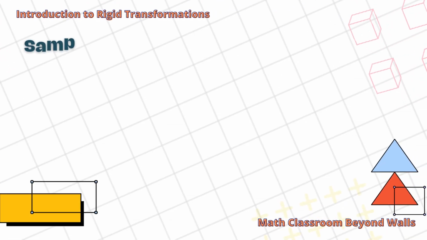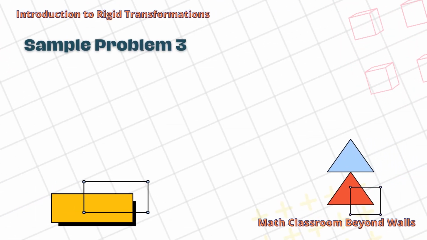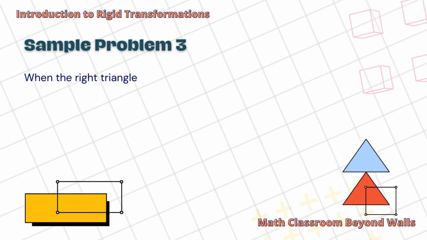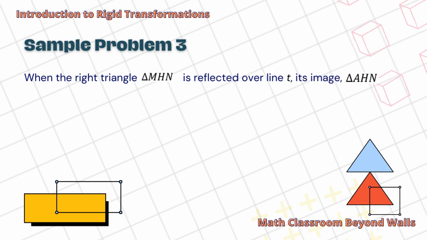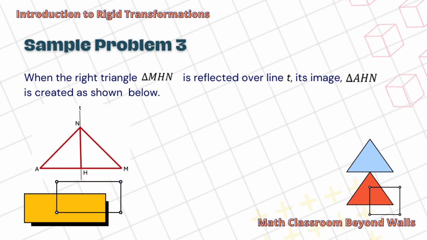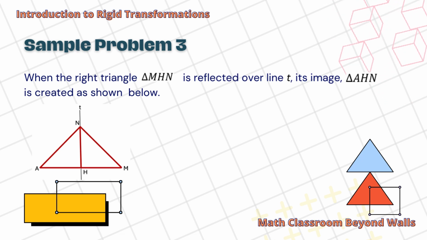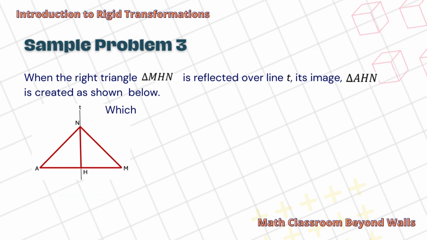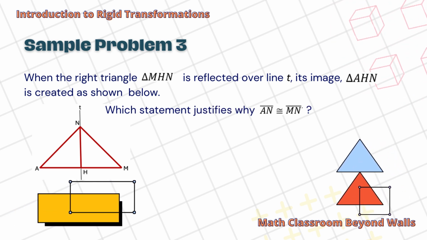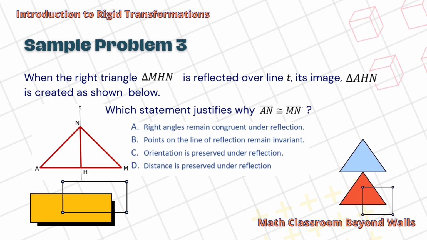Let us go to sample problem 3. Here's the problem. When the right triangle MHN is reflected over line T, its image, triangle AHN, is created as shown below. Which statement justifies why side AN is congruent to side MN?